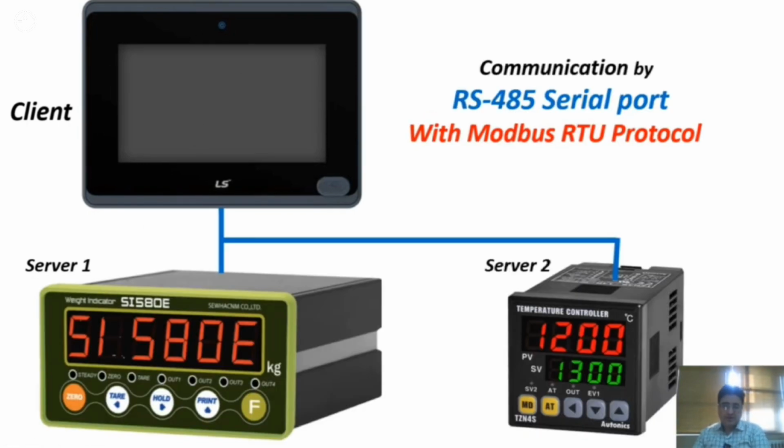Another use case for HMIs is that besides PLCs and inverters, we can also connect the HMI to other devices via the RS485 serial port using the Modbus RTU protocol. Of course, this depends on whether those devices also have the RS485 serial port with the Modbus RTU protocol, which is also widely used in industry.